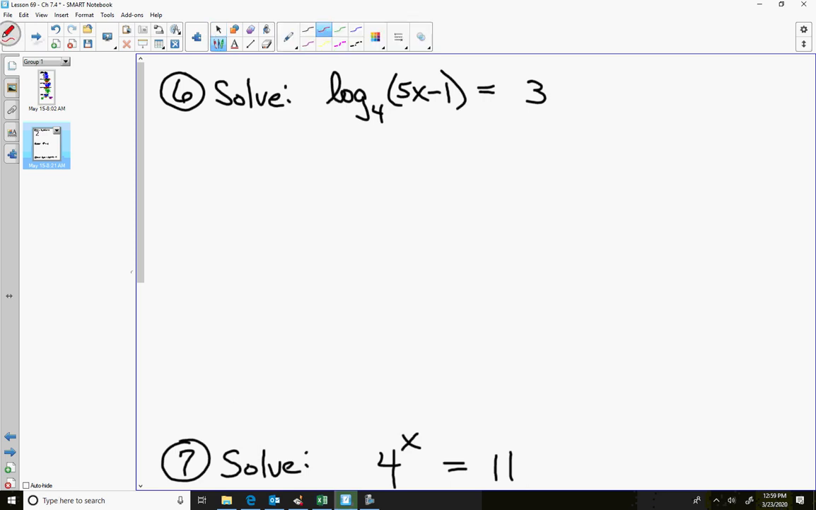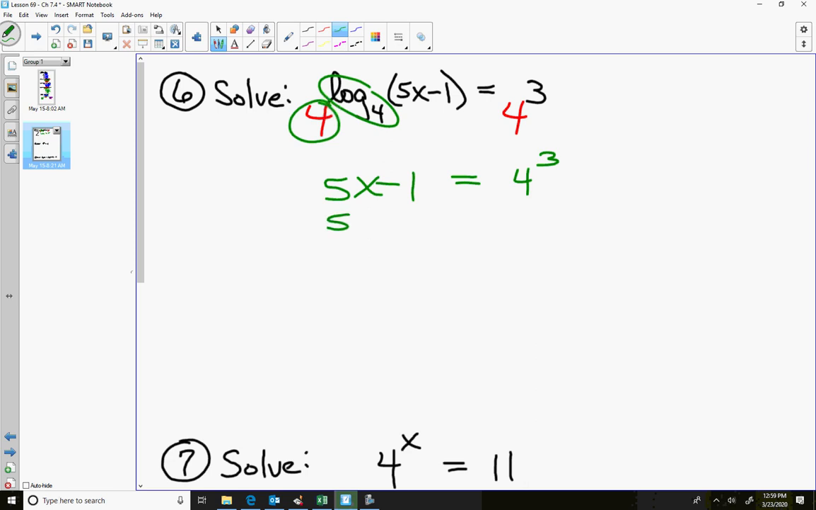So what I'm going to do is an exponential base 4 to this side, and exponential base 4 to that side. On the left side, the exponential base 4 and the log base 4 cancel, leaving me with 5x minus 1. The right side is just 4 cubed. Now notice, that's the exact same thing I had before. It's just a matter of which way you prefer to think about it. So, moving forward, I tend to do the algebra though.